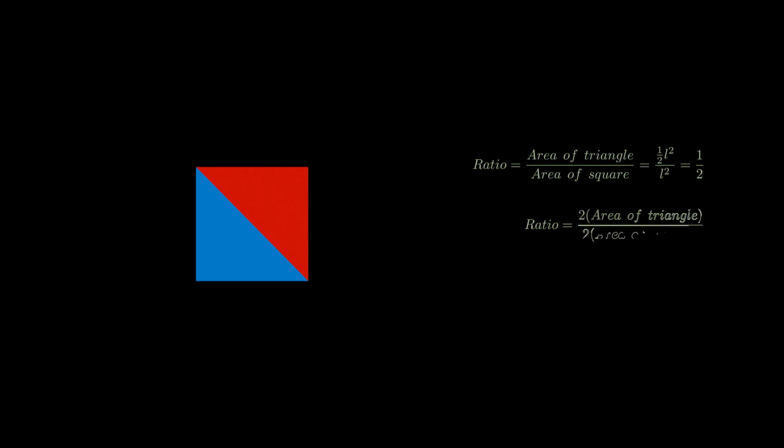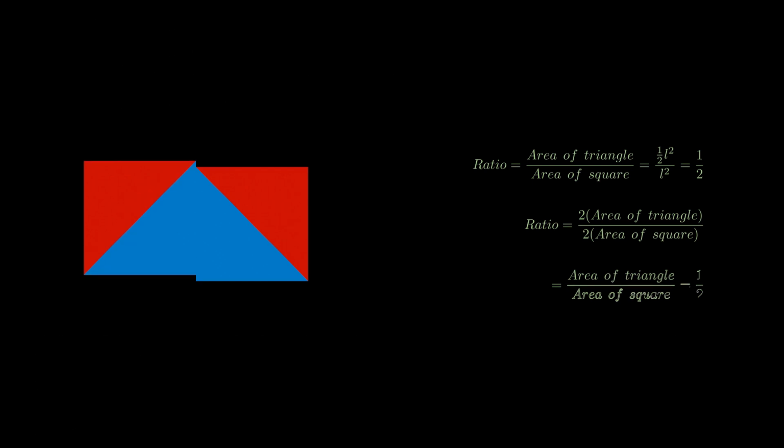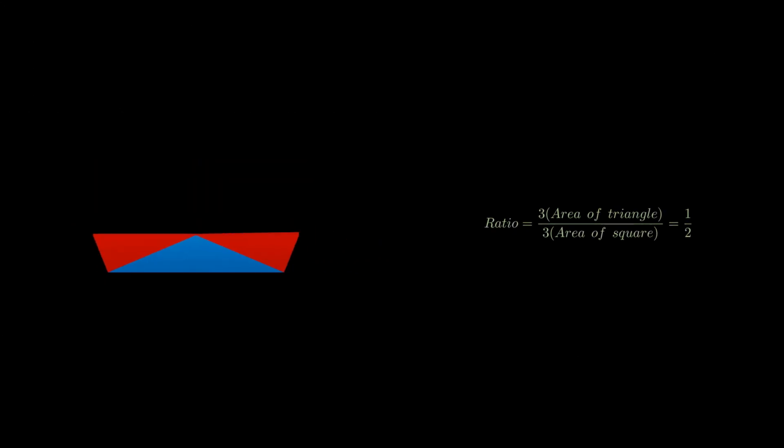Now what happens if we take another copy of the square and the triangle and place them next to each other? Well, clearly the ratio between the blue areas of the triangles and the red areas of the squares has not changed. The ratio is still a half. Now let's take another copy and place it like this, and then another one, and another one, and so on to infinity. No matter how many such copies we place, the ratio between the blue area and the red area doesn't change. It remains a half.